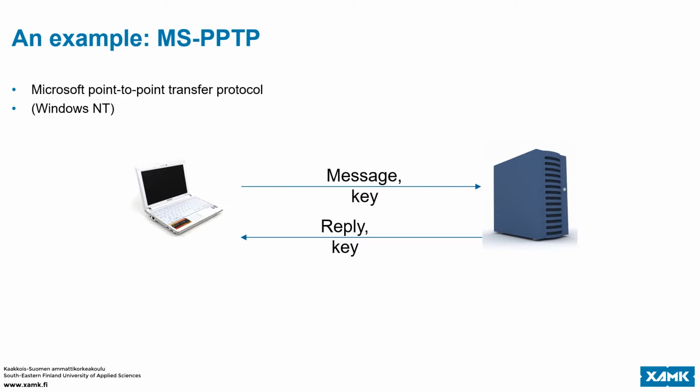As a case in point, the Microsoft Point-to-Point Tunneling Protocol, a protocol that was used to secure workstations in the Windows NT era. How this protocol worked is that workstations exchanged messages with a server, but crucially they also used the same key for both incoming and outgoing requests. The obvious takeaway from this is that we need a different key for communications in each direction.